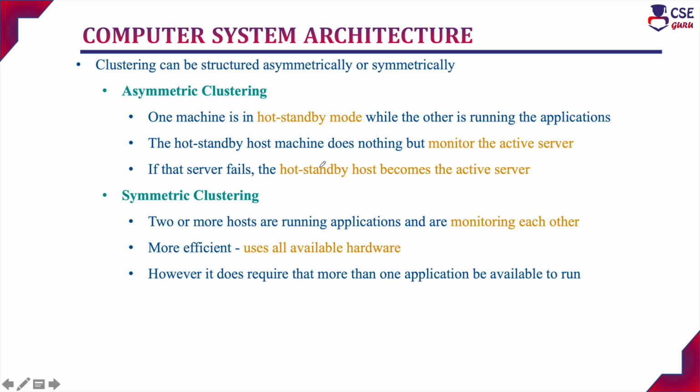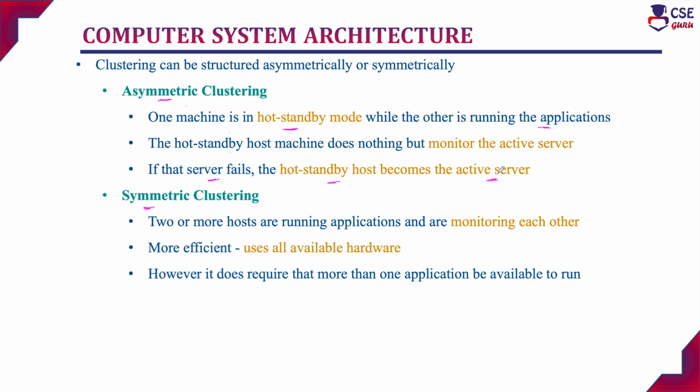And here there are two types of clustering systems. One is asymmetric clustering and another one is symmetric clustering. In asymmetric clustering, one machine is in hot standby mode while the other is running its application. The hot standby mode machine does not do anything. That is, it will not do any work. It just monitors the activity of the running machine. And if the server fails, the hot standby mode machine will take over the job and becomes the active server. Okay.